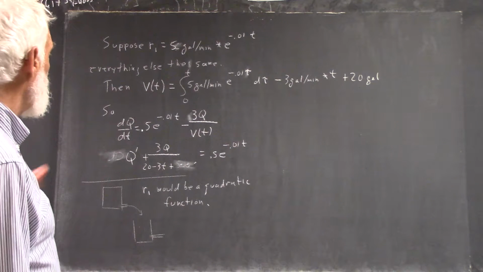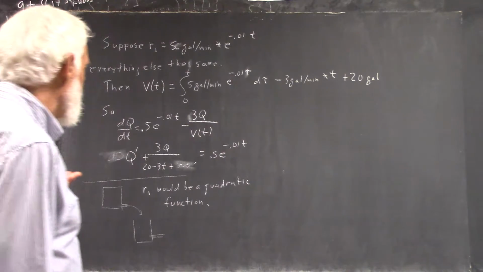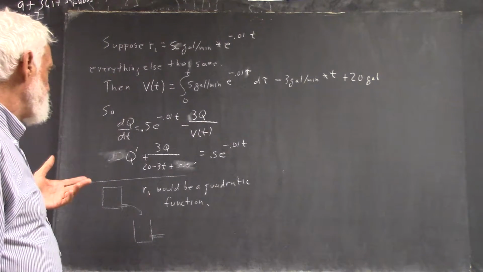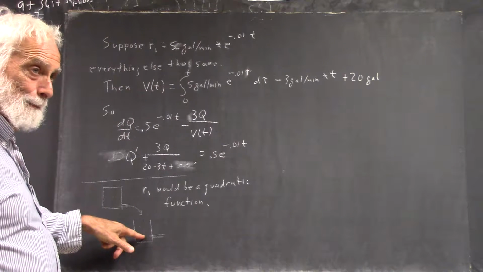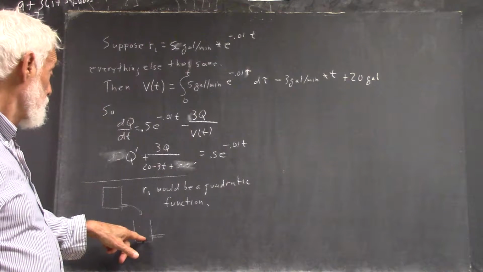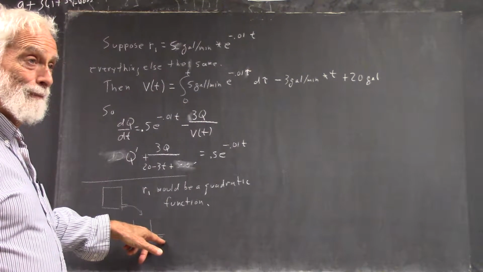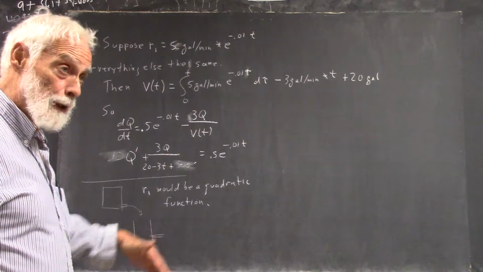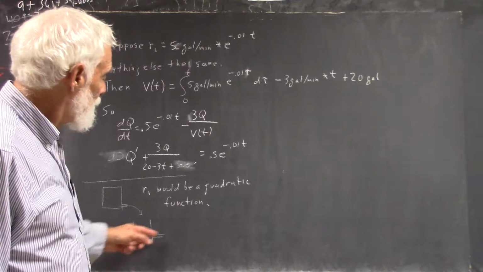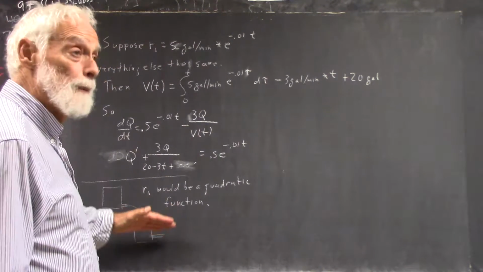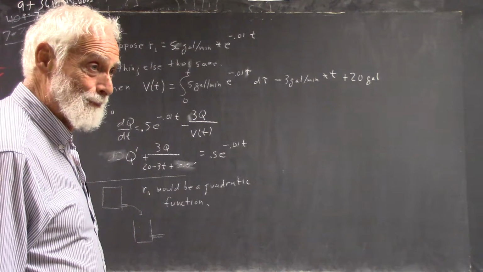Now if R1's a quadratic function, then your volume down here is going to be a quadratic function, right? Just 20 plus whatever this quadratic function is, and this is still constant. Of course, this could be feeding out by gravity, okay? Which would mean this would be quadratic, but your volume would still be quadratic. It'd just be one quadratic minus another, okay?